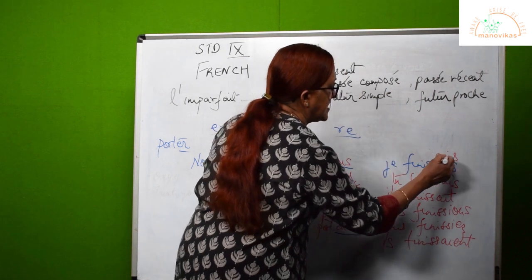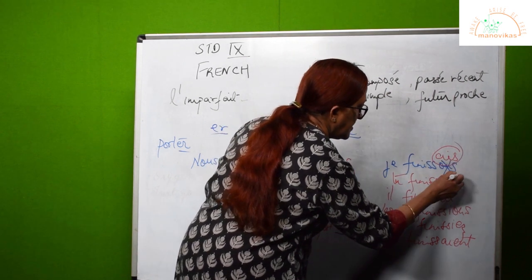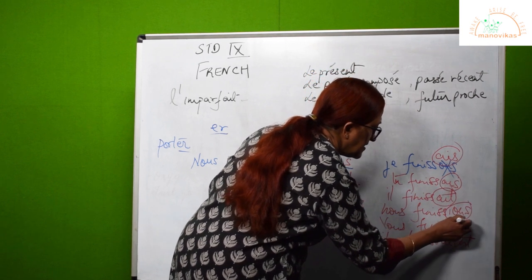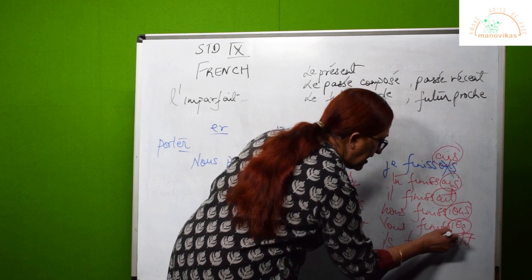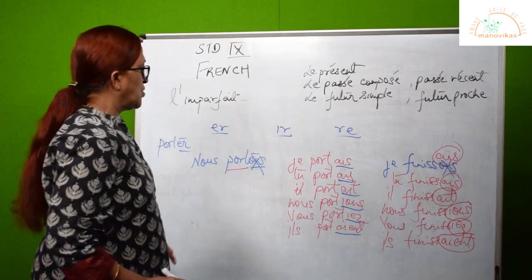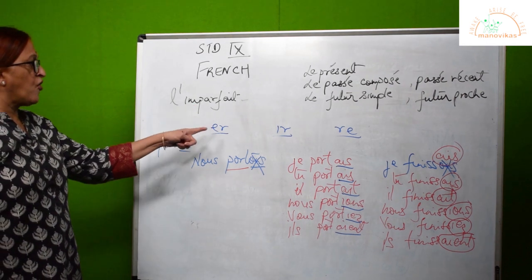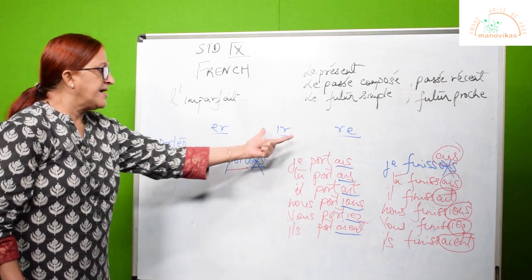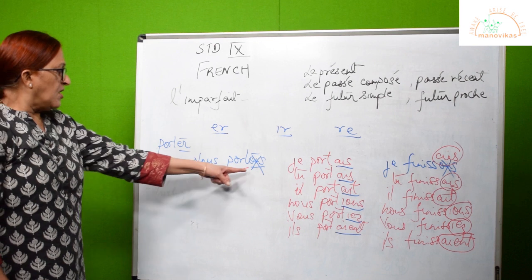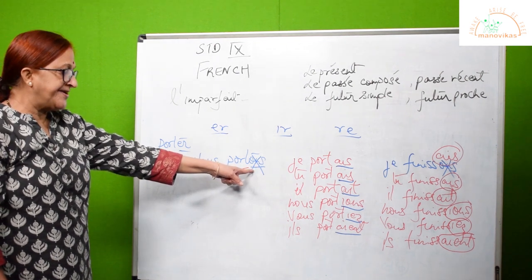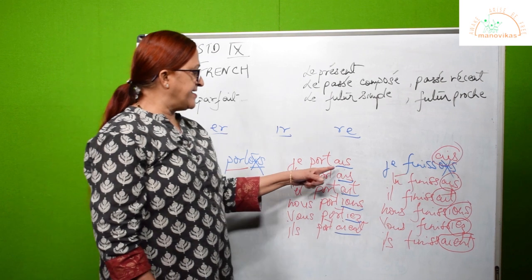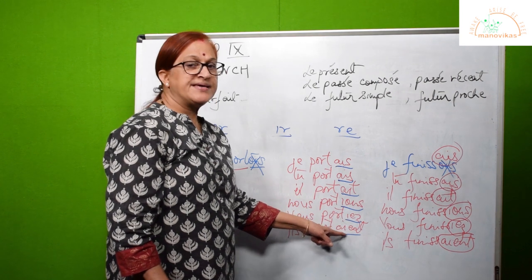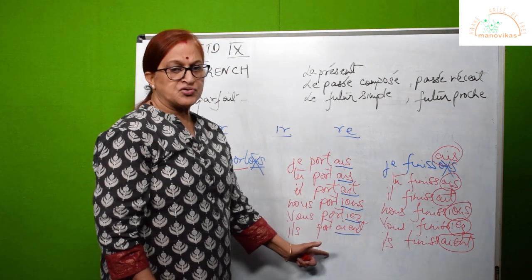Again, these are my endings: AIS, AIS, AIT, IONS, IEZ, AIENT. So what are we doing? We are taking the nous form in the present tense of any verb in case of regular verbs, ER, IR and RE. And we are cutting off the ONS which we had added. Instead of ONS, we are adding AIS, AIS, AIT, IONS, IEZ, AIENT. So you will have to learn the conjugation.